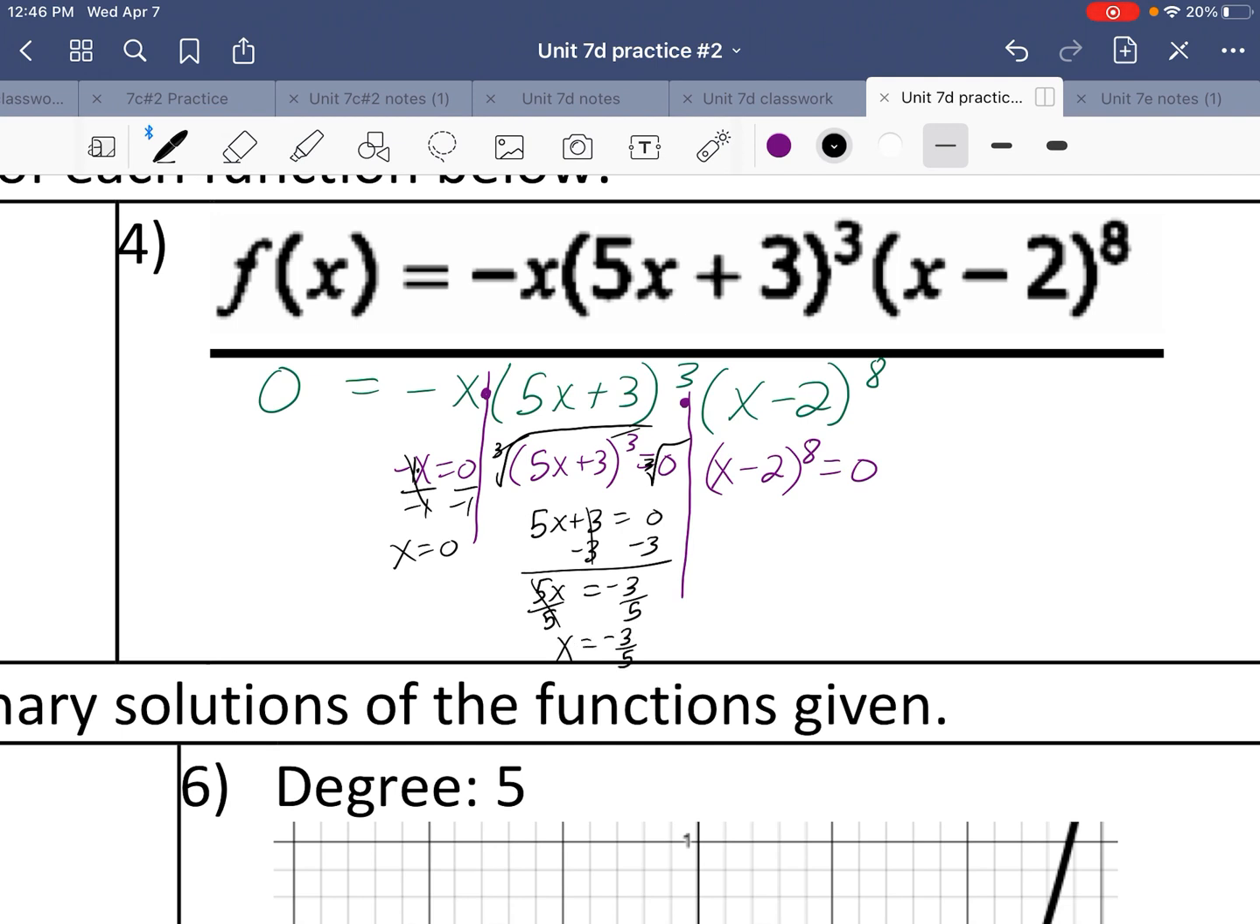So negative 3/5 is the solution. And the last one, we never did anything with eighth root or 8 to the 8th power, but it'd be like an 8th root, which would cancel or simplify with the exponent. Now the exponent is gone, so we can drop the parentheses, and the 8th root of 0 is still 0.